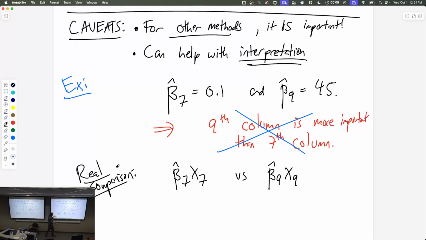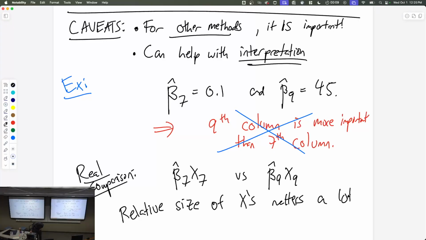And then now you have questions like, well, how big is x7 typically? How big is x9 typically? If x7 is the lot area, in the thousands, but x9 is a categorical variable, either 0 or 1, then it could be that 0.1 times 1,000 is a lot bigger than 45 times 1. So the relative size of the x's matters a lot.